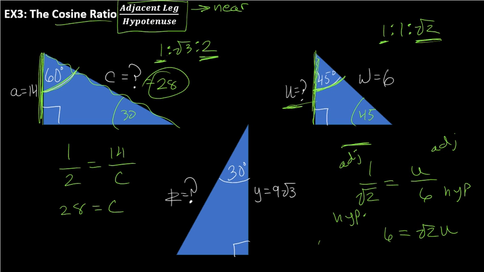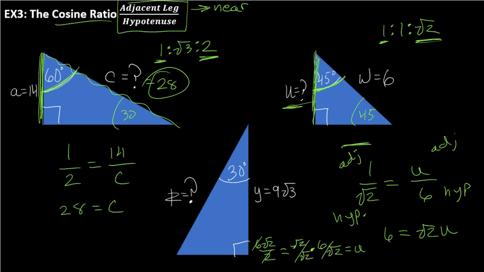Divide by square root of 2 on both sides. Oh, and we get an irrational denominator, which is no bueno. And the way we're going to make that go away is just like I showed you on the previous slide. We're going to multiply by the number we want to go away on top and bottom. That's going to give us 6 square root of 2 over 2.